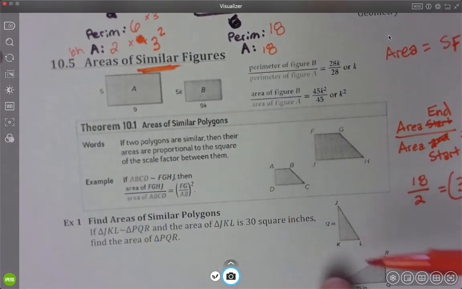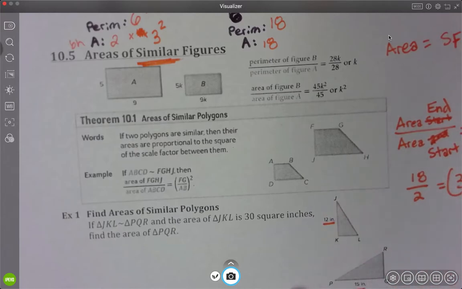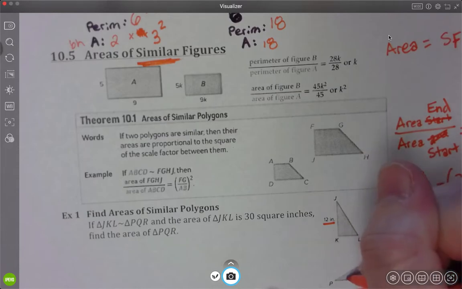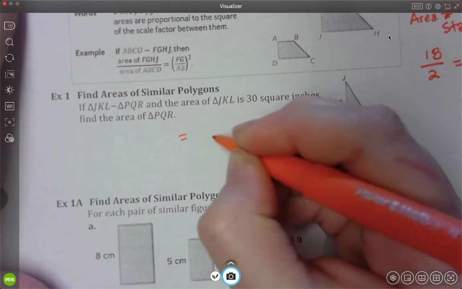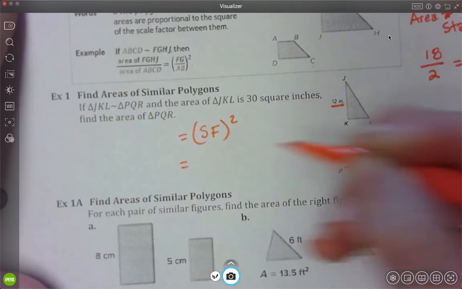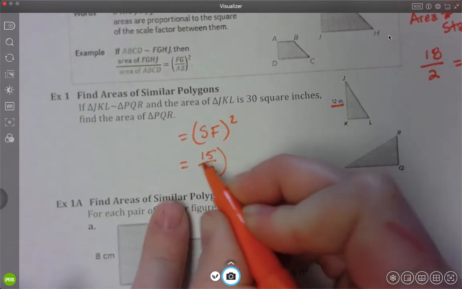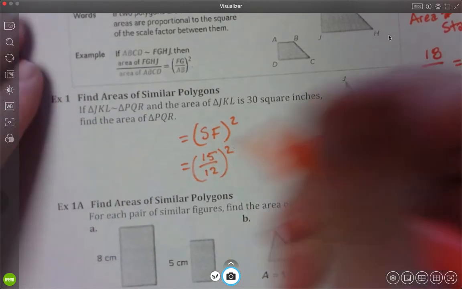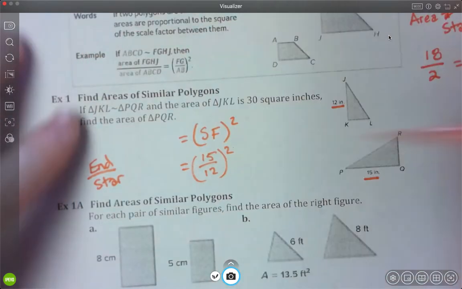So we have these two figures right here. This one is 12, this one is 15, okay? So we're going from the 12 figure to the 15 figure. If I do my scale factor squared, your scale factor is end over start, so it would be 15 over 12, and I'm going to square that. So end over start is equal to the scale factor squared.